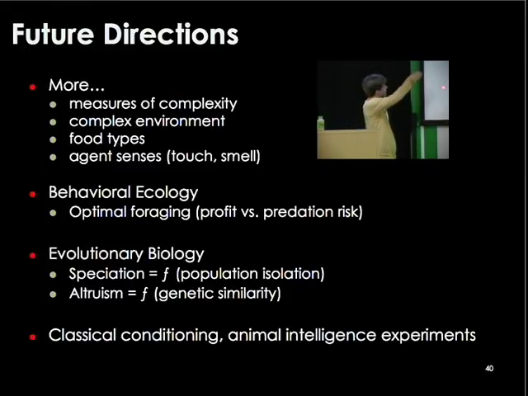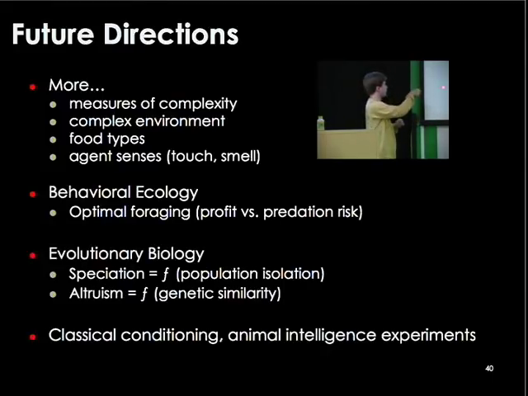And the idea is having different kinds of food types. So you can have different colors of food and one will give you more energy than the other. So you'll start having specialization. And the other is giving them more senses. Right now, they only see. And if you give them smell or touch, the idea is that they could have more interaction with the environment, and that would be good.